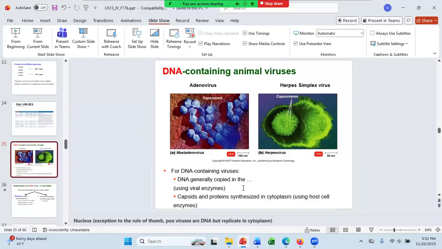There is one exception to this, and that is the pox viruses. Smallpox is a DNA virus and it actually replicates in the cytoplasm. You don't really need to know that, but like I said, as a rule of thumb, if it's a DNA virus, it replicates in the nucleus. The only exception I know of is the pox family of viruses. Any question about any of that?